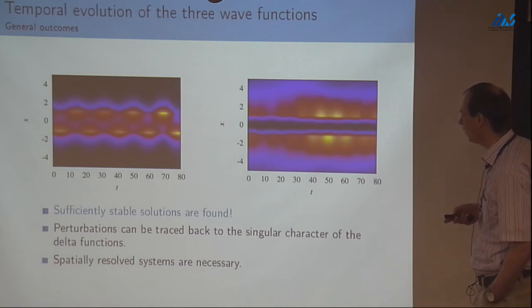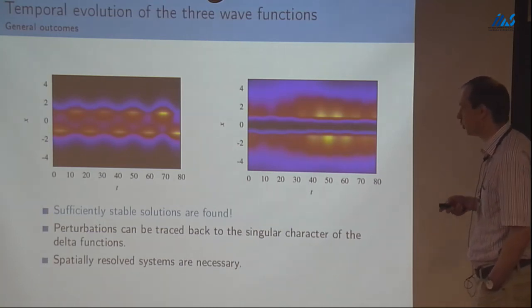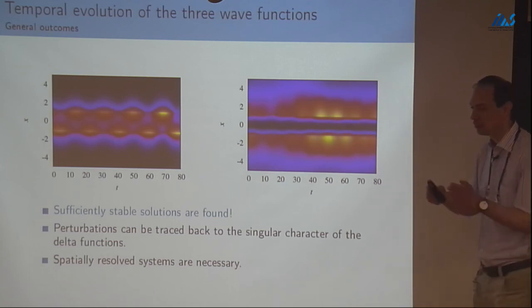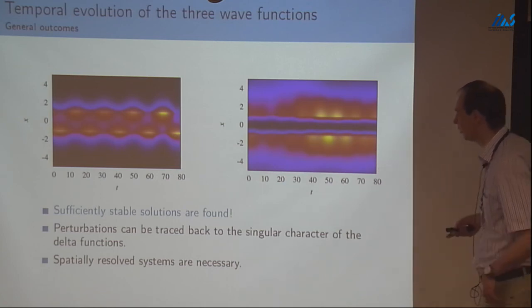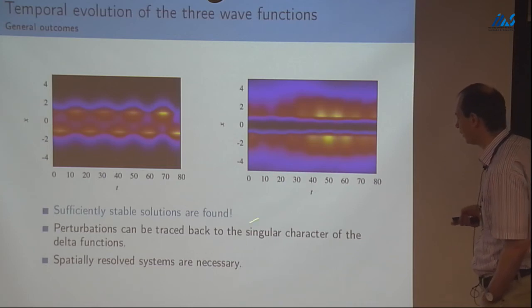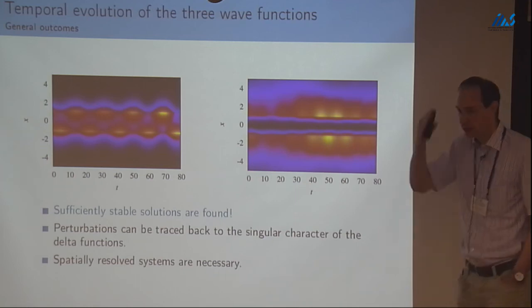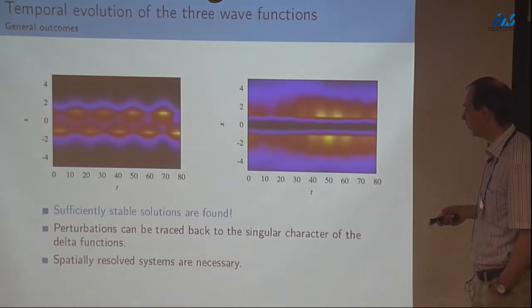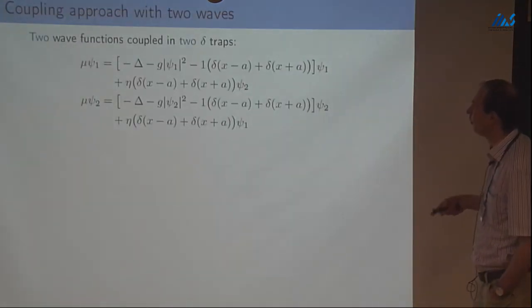So in total we find that there are some solutions which are sufficiently stable, I can call it. We checked it by increasing, for example, the lattice size and saw that these perturbations vanish then or go to later times. And as I said, it's also part of the singular character of the delta potential. So maybe it's a good idea to do this also with some spatial resolution of the traps, which will simplify the numerics here in the time propagation, but give also some other points we have to think about.